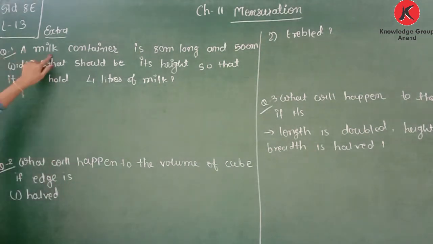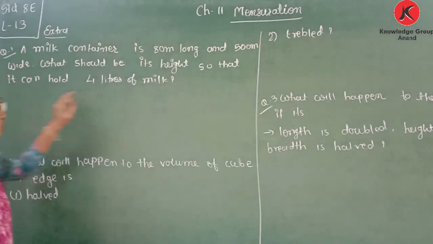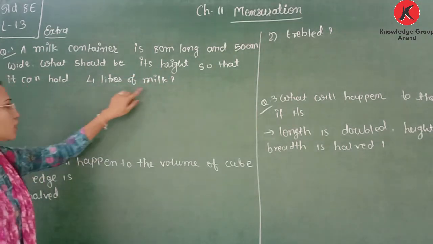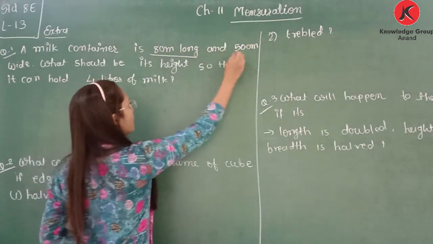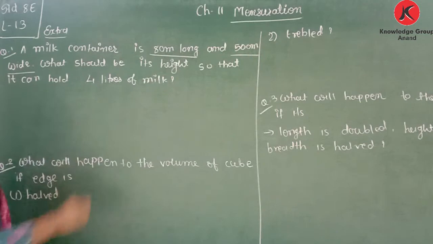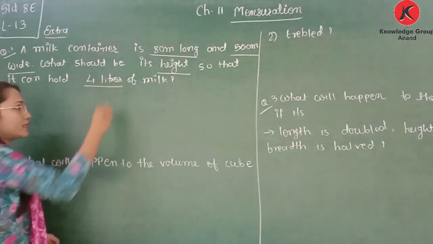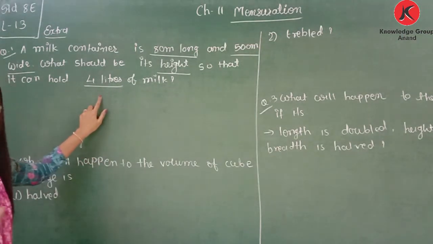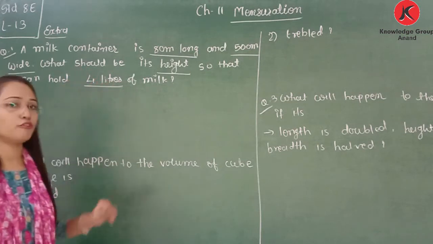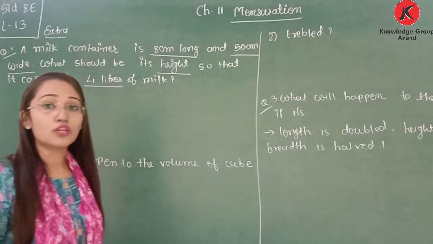So first, a milk container is 8 cm long, 50 cm wide. What should be its height so that it can hold 4 liters of milk? What is the question? Here the container is 8 cm long and 50 cm wide. You need to find height that can hold 4 liters. Now 4 liters hold, it means it is the capacity of container. Container can hold 4 liters of milk. Means the capacity is given, means it is the volume given. So what should be height?